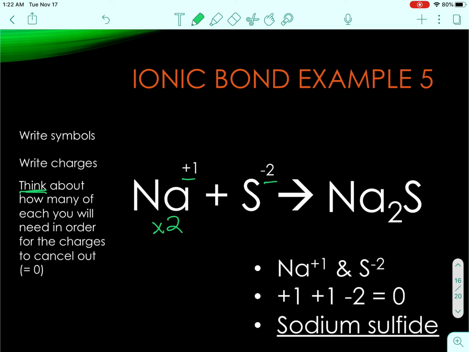And so when I write the formula, it's going to be Na2S. Because if I have 2 positives, that will cancel out the -2 from the sulfur. So Na2S. And then the name would be sodium sulfide. Sulfur turns into sulfide when it's an ion.